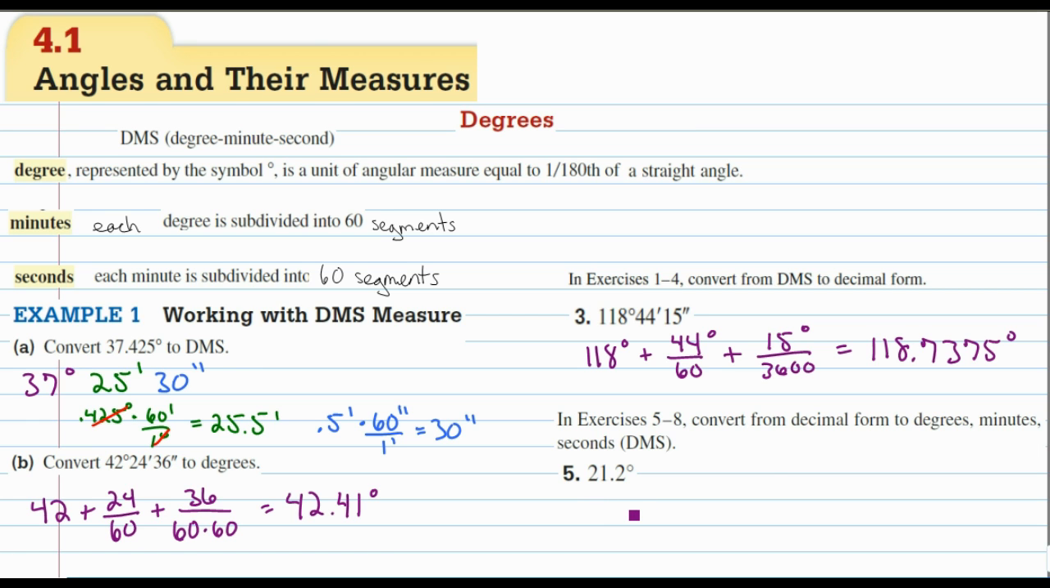In exercise 5, the other now try problem, I'm going to convert from decimal form to degrees, minutes, and seconds. So I have 21 whole degrees plus, let's see, 0.2 degrees out of the 60 minutes that are in 1 degree. So that would be 12. Because I have a whole number of degrees, I don't have to include seconds in my expression here, because I would have an even number of minutes that worked into my 0.2 degrees.